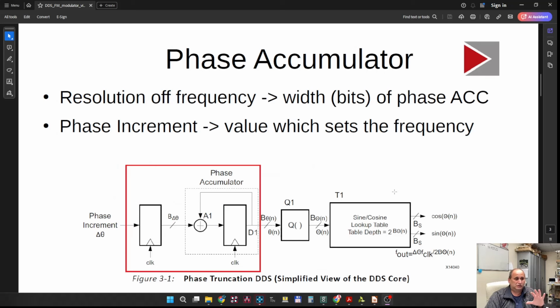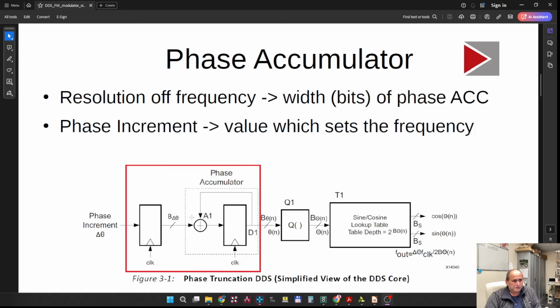There is a lot of documentation. Those are actually extracted from the datasheet which I'm going to link in the description. The first block, which I marked here in red, is the phase accumulator. This part is a glorified counter. I wouldn't call it a counter because a counter counts in increments, usually of one. This is a counter which can advance in a programmable increment. This is the part which dictates the generated frequency.